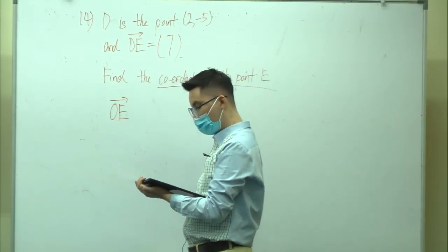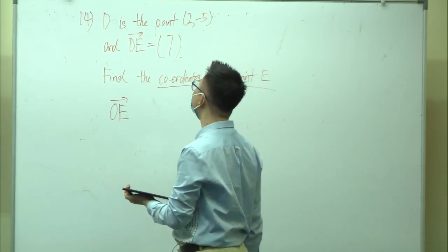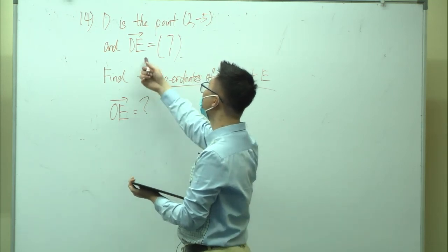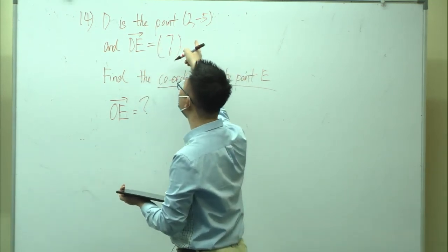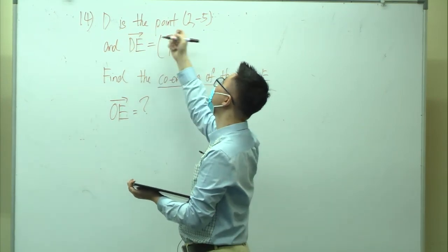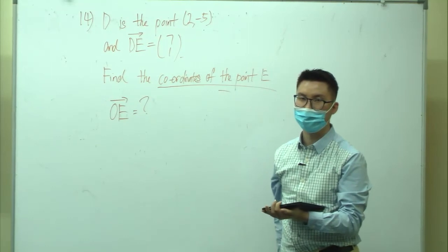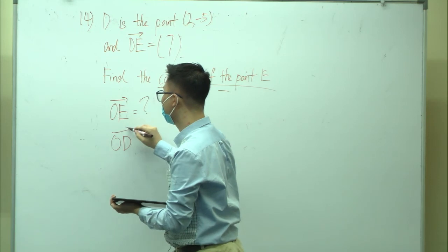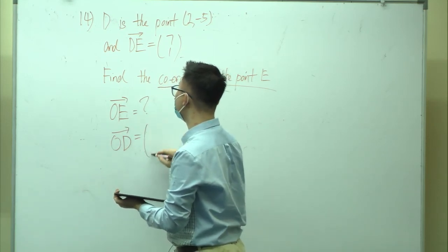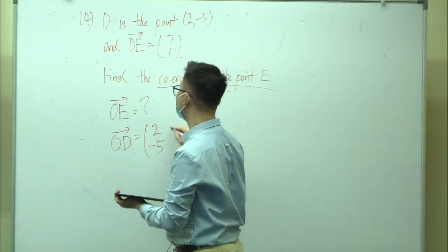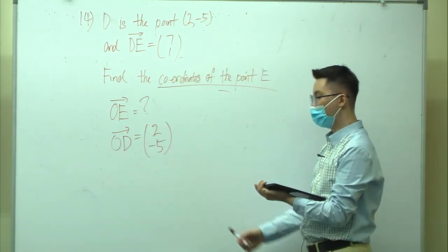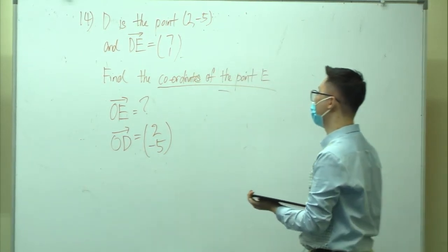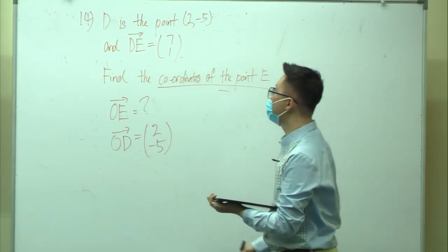Yeah? So how do you find this OE? That is the problem, right? How to find this OE? If you look back to the question here, it tells you that D is the point. So you see, we know the coordinate of D, and this tells you the OD, the position vector of D, OD. You know the OD. OD is equal to this one. Okay? You can use what we call the column vector. This is what you call column vector. Okay, 2, -5. And this is DE, right?